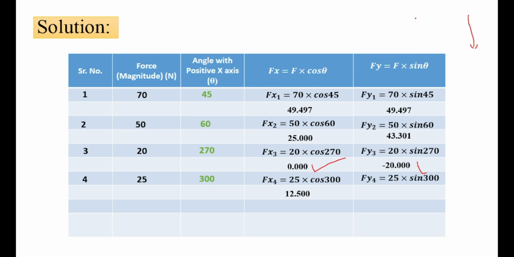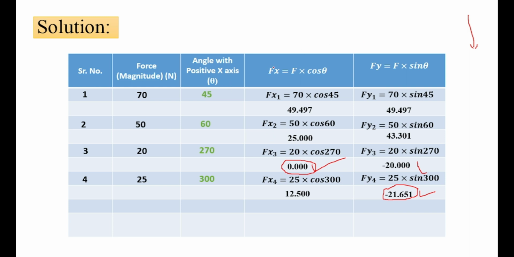Fy4 is equal to 25 sin 300. So again you can see directly negative sign is assigned to this answer. So it is a very simple method to find positive and negative sign and find the components. You will not get confused about which one is 0 or which one is positive. This will give you a clear understanding of the forces, and as it is in a tabular format, you can easily find all the answers.